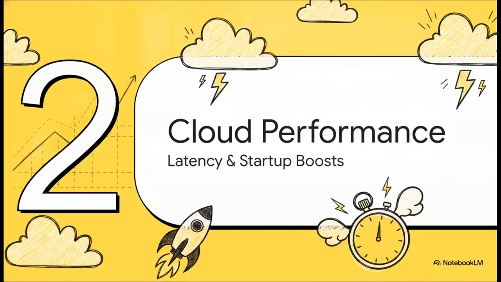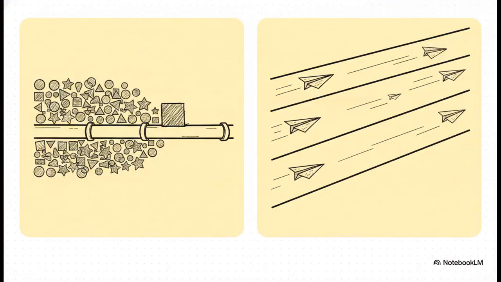Moving right along to Section 2, Cloud-Native Performance Boosts. This is where Java 26 dramatically targets latency and startup time for the modern cloud era. So, why does this matter? Well, it's all about how your microservices talk to each other. The introduction of HTTP/3 support in the HTTP Client API is a real game changer.